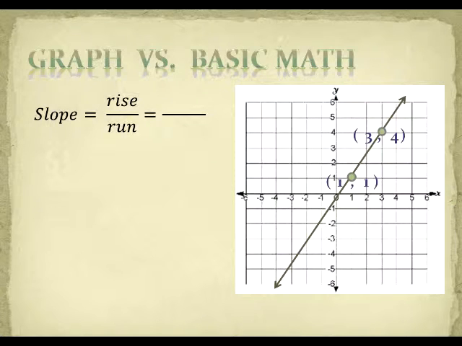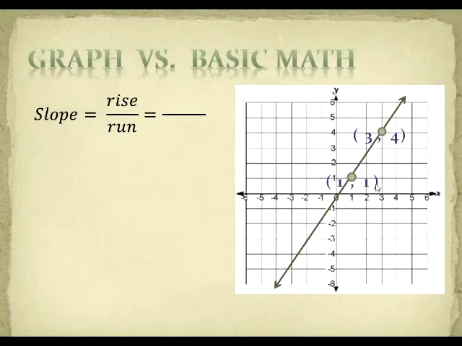However, before we get into that, let's do a quick review of yesterday's lesson. That is, slope is rise over run. Rise being the change in y, or how much do you go up and down in the y direction, and run being the change in x. How much do you go in the x direction?